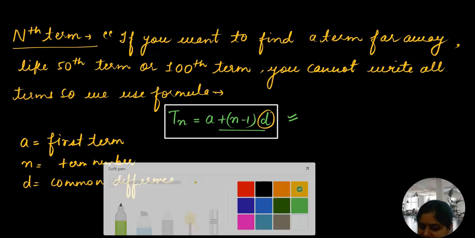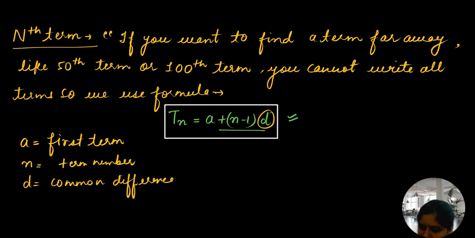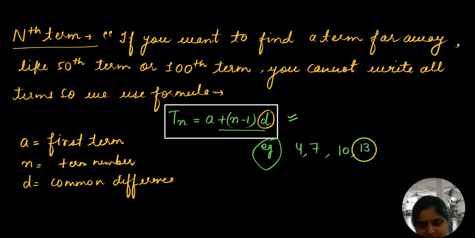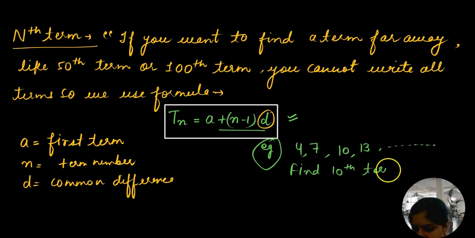Okay, let's take the example. I'm going to the next slide. Okay, I'm writing here. Let's take the example: 4, 7, 10, 13. This is our sequence, an arithmetic progression, and we have to find the 10th term.